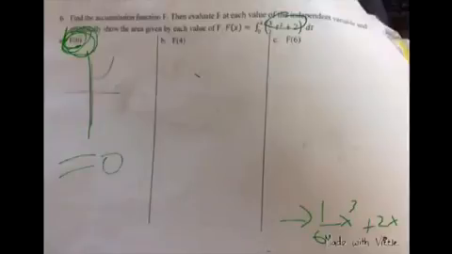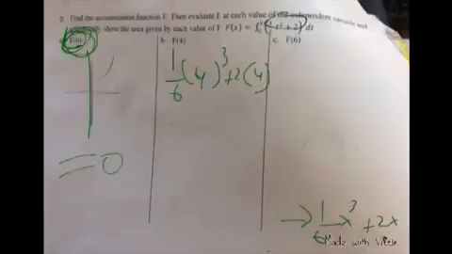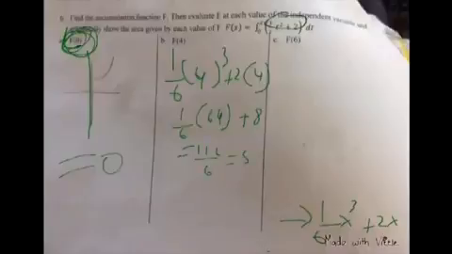Then when you have f of 4, you're just going to plug in 1 over 6, 4 cubed plus 2 times 4. It's going to give you 1 over 6 times 64 plus 8. Just plug that into your regular calculator. And that's going to give you 112 over 6, which equals 56 over 3 when simplified. And that's just this area over 4.